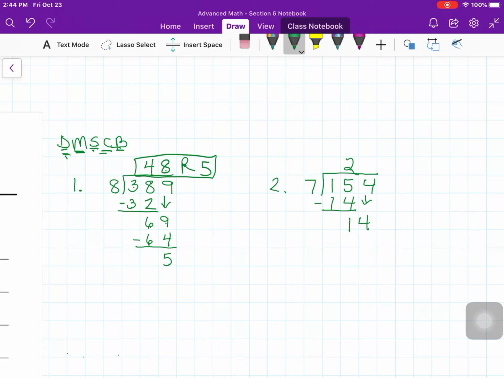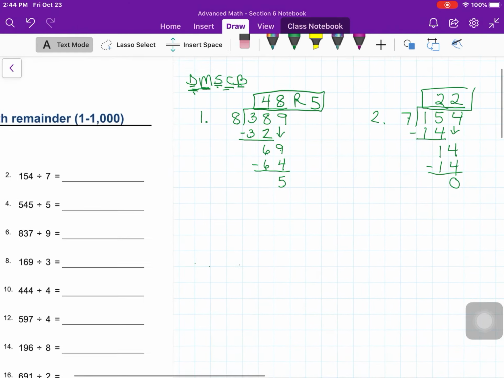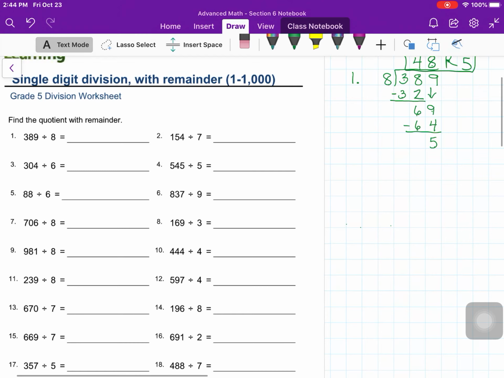So then I decide to divide. How many times does 7 go into 14? It goes in there 2 times. Then I multiply. 2 times 7 is 14. I subtract, and I get 0. And I am done because I've gotten 0. There's nothing more to bring down. My answer on this one does not have a remainder. My answer is 22.